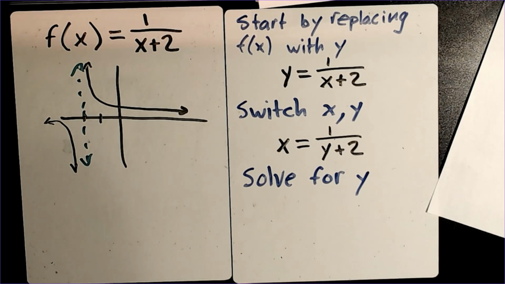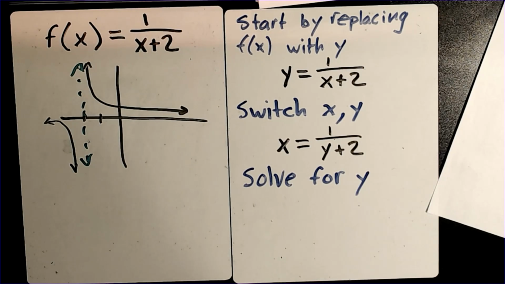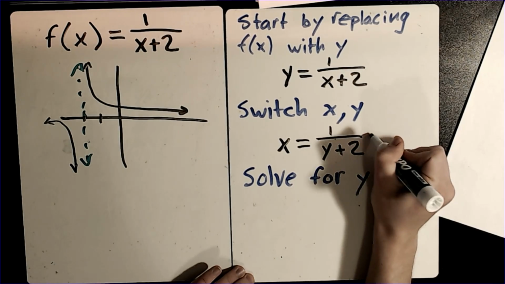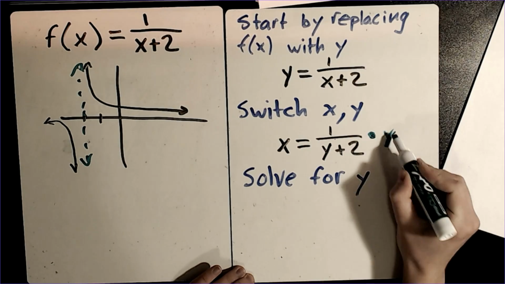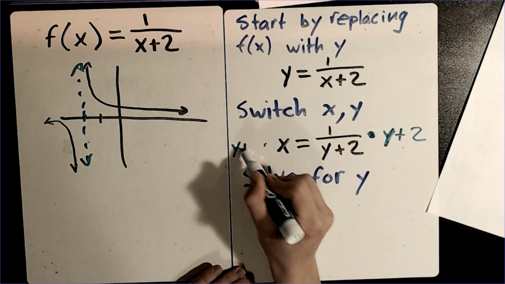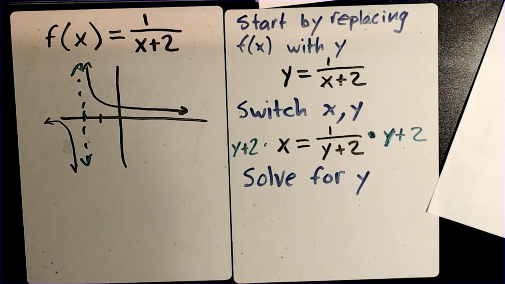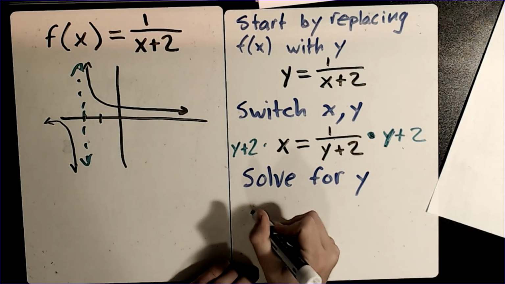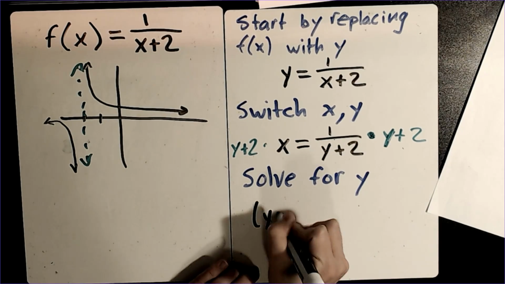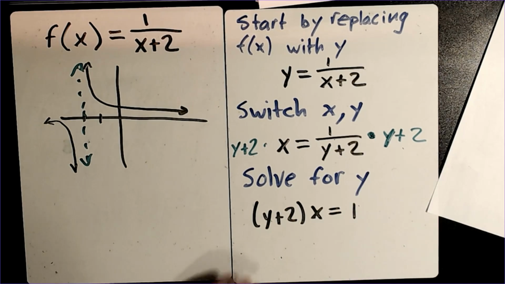And that's basically all we have to do now, just solve for y in this equation. Okay? So to solve for y in here, notice y is in the denominator. So let's start by getting it out of the denominator. I'm going to multiply both sides by y plus 2. Okay, that will cancel that out from the bottom. So we get y plus 2 times x is equal to 1. So that's a little better.